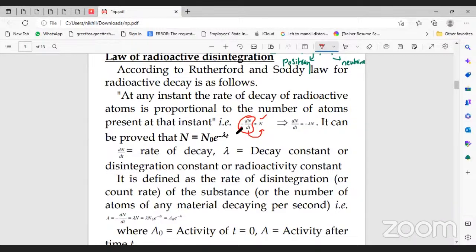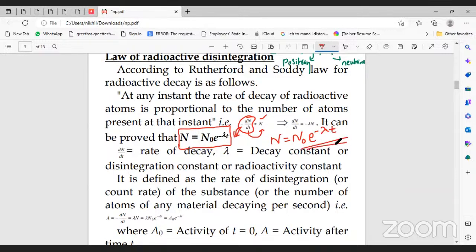Sir, why are we writing this negative sign? If you start disintegrating, as the time changes, the number of atoms remaining in the sample will decrease, right? So as the time increases, the number of atoms in the sample decreases. So only we write that negative sign. Finally we get the equation for the number of atoms remaining in the sample after disintegration, given by the formula N is equal to N naught into e power minus lambda t.